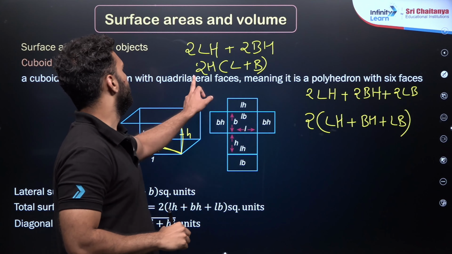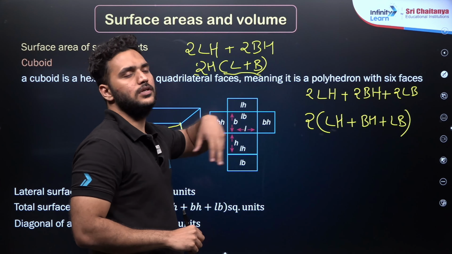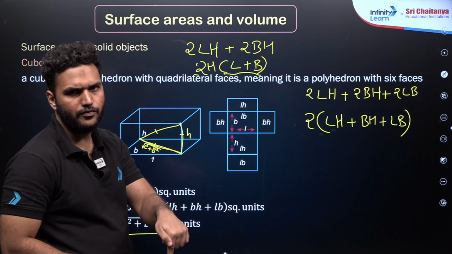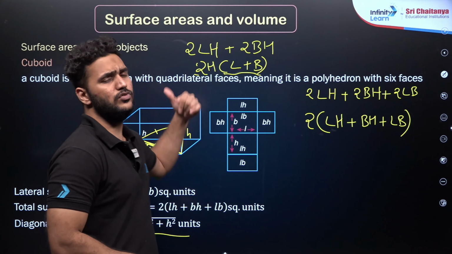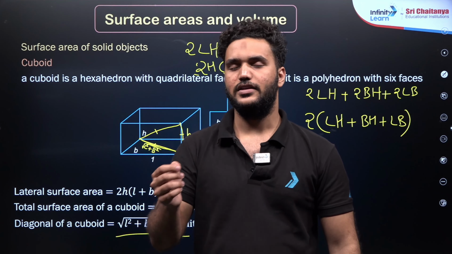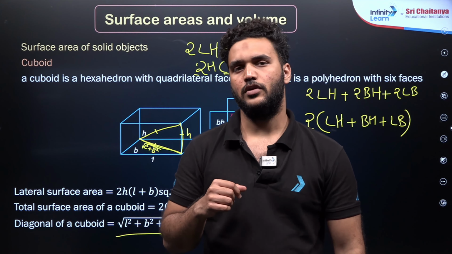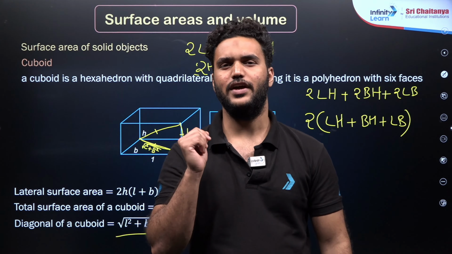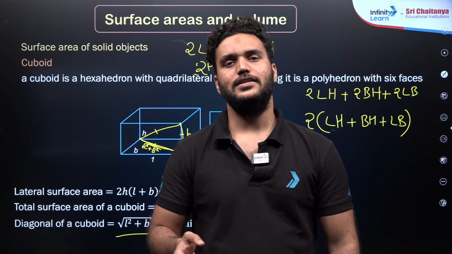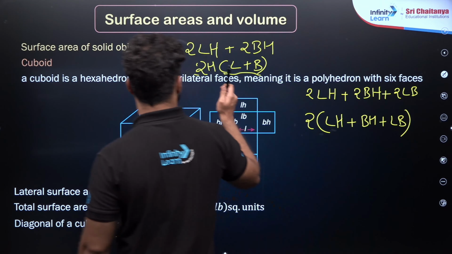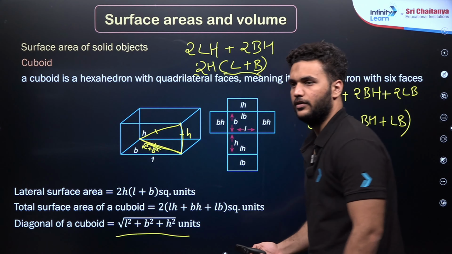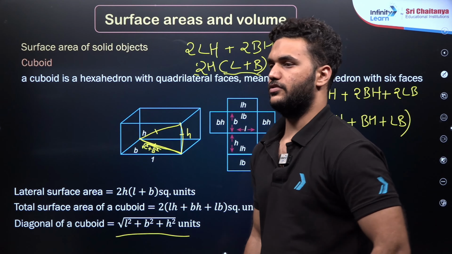One more thing. You know what is 2 into L plus B? Sir, perimeter of the floor or perimeter of the ceiling. So you can use that. Like in the question, it is given to you that a room has such height, and this is the perimeter of the floor. Find the area of 4 walls of that room. Then you don't have to find the length and breadth separately. You can easily use this formula, 2 into H into perimeter of floor. Using this formula, you can find it directly. Okay. Let's go for next.